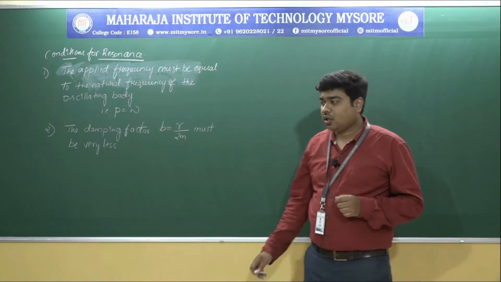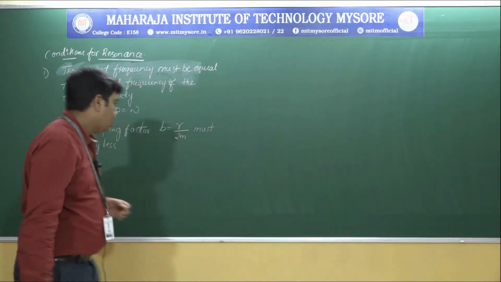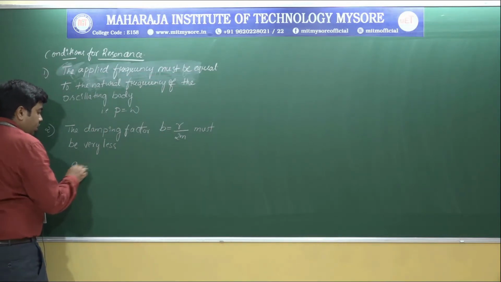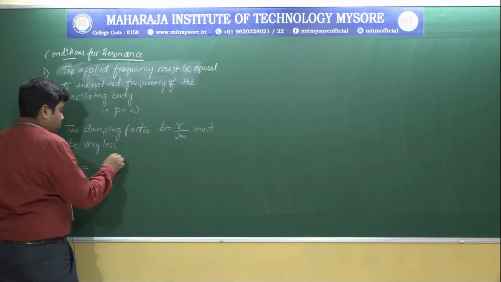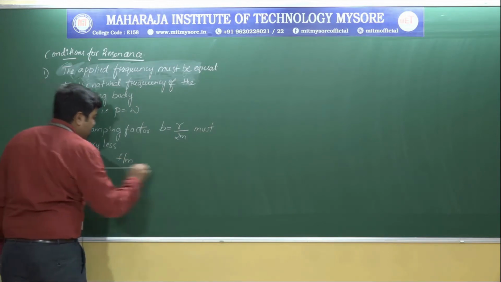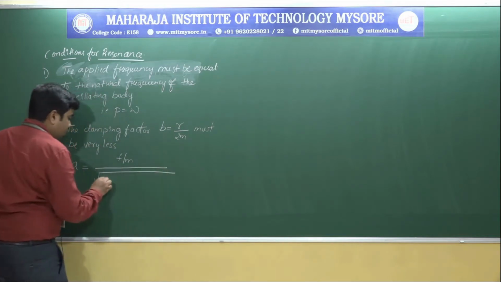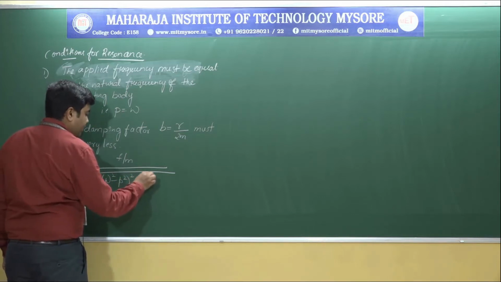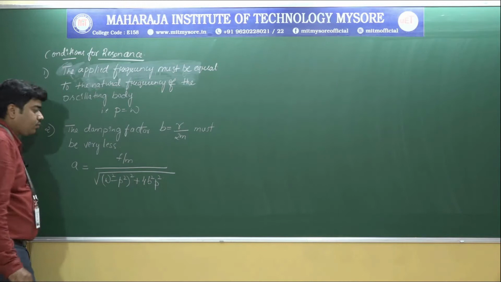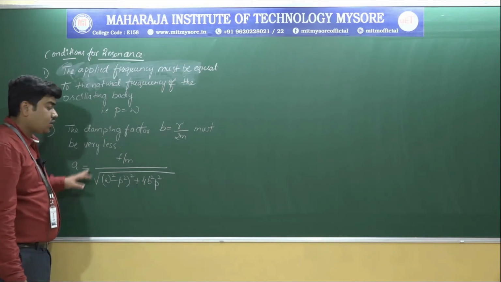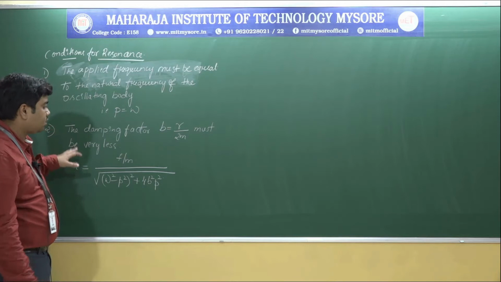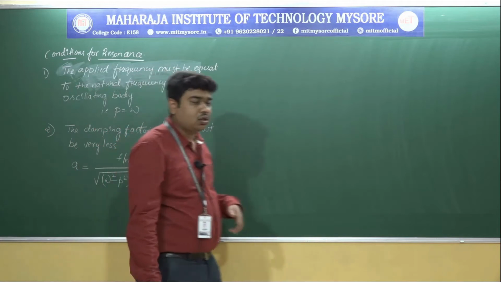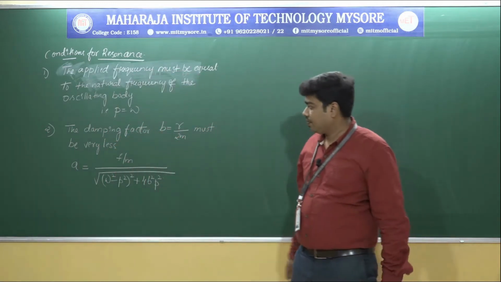Now this can be proved mathematically by using the equation for the amplitude. We know the equation for the amplitude of the oscillating body in the case of forced oscillation is given by A is equal to F by m whole divided by square root of omega square minus p square whole square plus 4b square p square. Now using this equation we'll derive the condition of P is equal to omega.